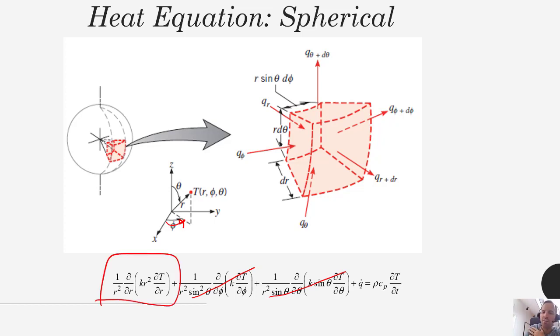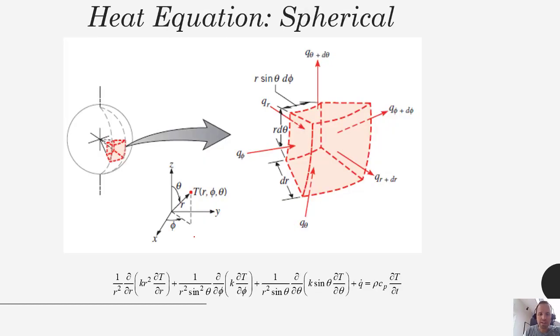And we'll find that if we can make the assumption that temperature only varies with respect to r, and that there are no variations with respect to the angle phi or the angle theta, then this is a fairly simple equation to solve.